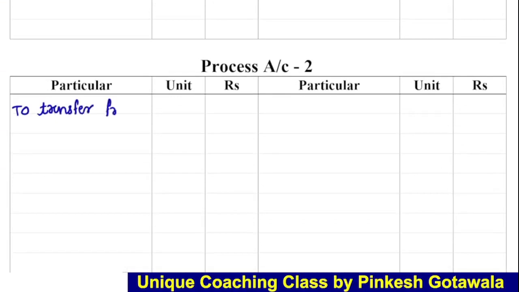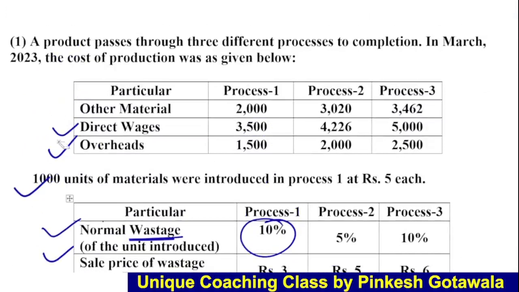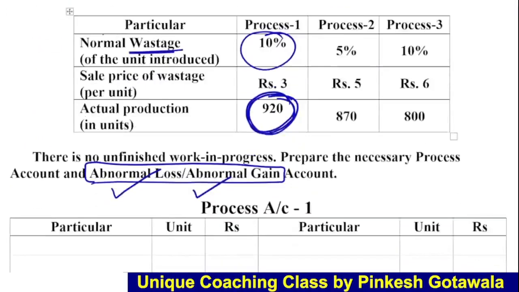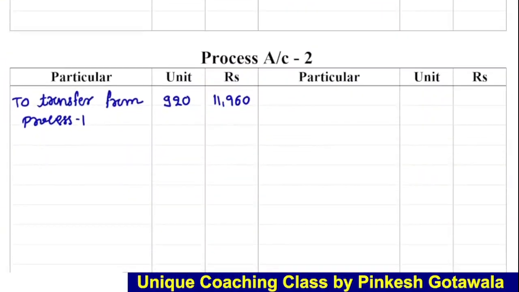Transfer from process 1, 920 units and 11,960. Now let's give effect in process 2. In process 2 there are 3 expenses, same as process 1: 320, 4226 and 2000.